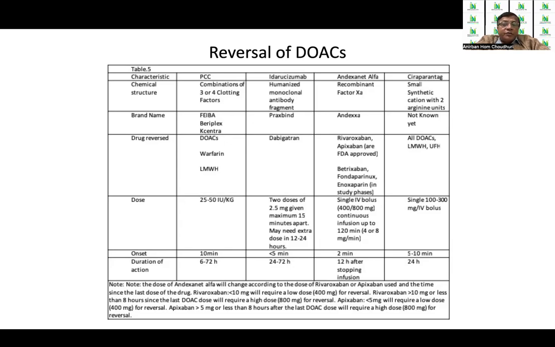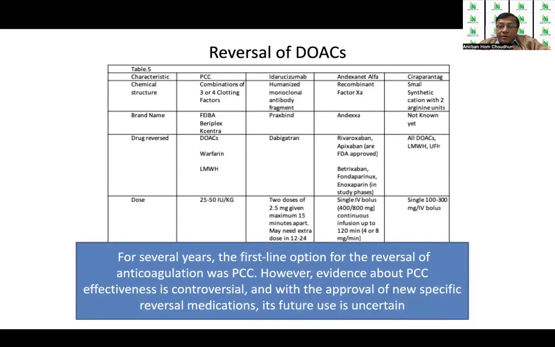Two doses of idarucizumab, 2.5 grams each, are given a maximum of 15 minutes apart, and it may need an extra dose after 12 to 24 hours. Onset is in less than 5 minutes, and the duration of action is 24 to 72 hours. With andexanet alpha, it is a single IV bolus dose of 400 to 800 mg, followed by continuous infusion up to 2 hours at a rate of 4 to 8 milligrams per minute.